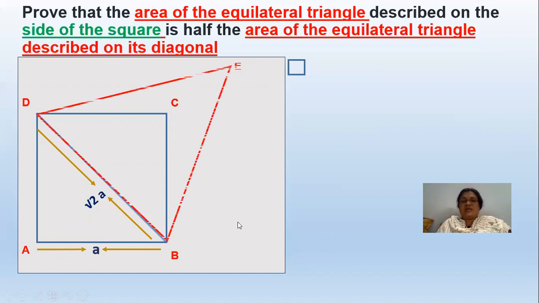And when you take an equilateral triangle, look at this. This is DBE. DBE is nothing but an equilateral triangle which is described on the diagonal of the square. See, the area of an equilateral triangle described on the diagonal.